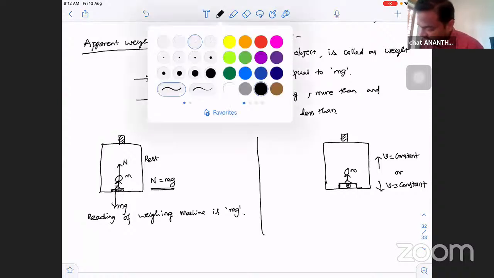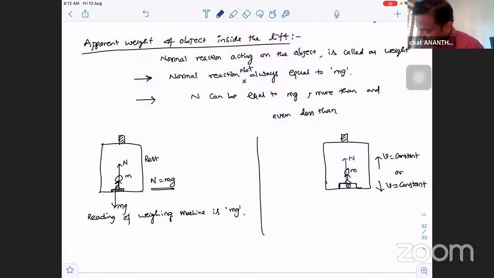So what are the forces acting? The normal reaction acting on the man is N. On the weighing machine, N will be acting. On the man, mg will act. So this is the normal reaction acting on the weighing machine. Whatever normal reaction acts on the man, the same normal reaction will act on the weighing machine also. Action and reaction. The normal reaction acting on the weighing machine we call weight, the weight of that object shown by the weighing machine.